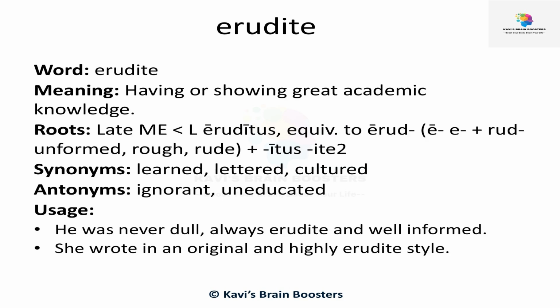Word: erudite. Spelling: erudite. Meaning: having or showing great academic knowledge. Synonyms: learned, lettered, cultured. Antonyms: ignorant, uneducated. Usage: he was never dull, always erudite and well-informed. She wrote in an original and highly erudite style.